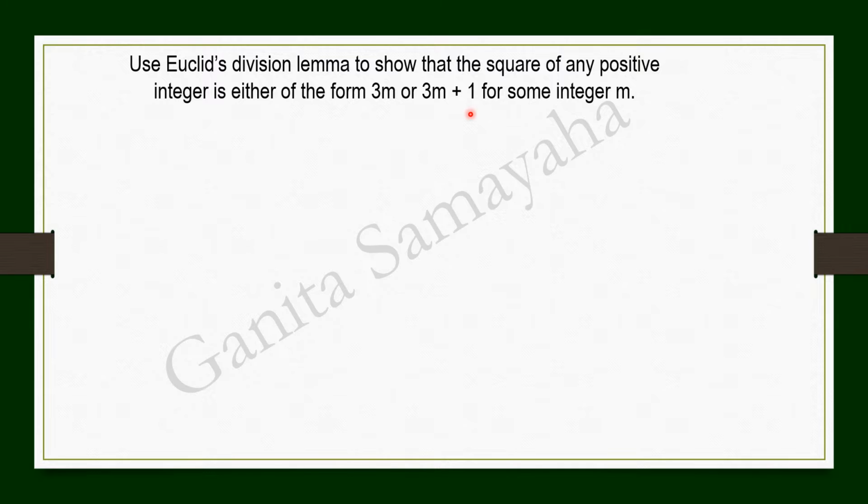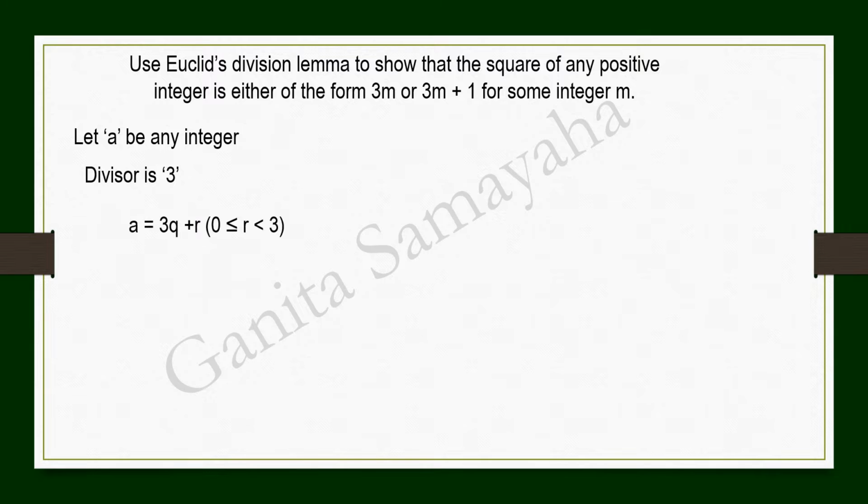So, how can we express a in the format of Euclid's lemma, children? We need to know the divisor. So, the clue lies in this 3m or 3m plus 1. That means what? Our divisor must be 3. So, that is the clue. So, we have some integer a and the divisor is 3. Now, how do we use Euclid's lemma to express a in terms of this divisor 3, children?